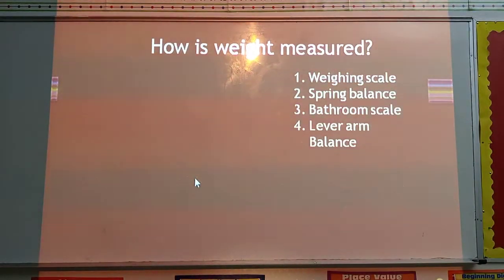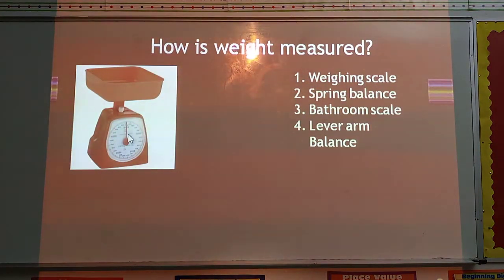Alright, next, how is weight measured? First things first, let's talk about number 1, the weighing scale. Alright, this is the weighing scale. The object to be weighed is placed on it, and then the dial here is going to move in the clockwise direction. Okay, right now it's at 0 because there's no weight on the pan. Once the weight is placed on the pan, the dial moves. Where it stops is the weight of that particular object.